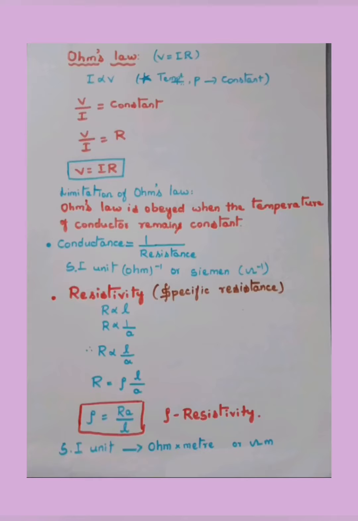Next, it also depends on the thickness of the conductor. Resistance is inversely proportional to 1 by A. A stands for area, so that's nothing but the thickness of the conductor. If you choose a thick wire instead of a thin wire, resistance is less. If you use a thin wire, resistance is more. Hence we represent it like this: resistance is inversely proportional to 1 by A, the area of cross section.